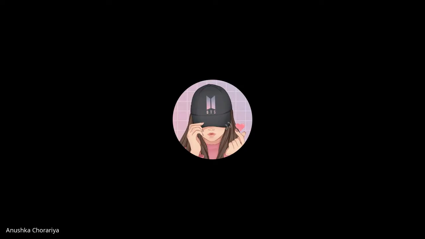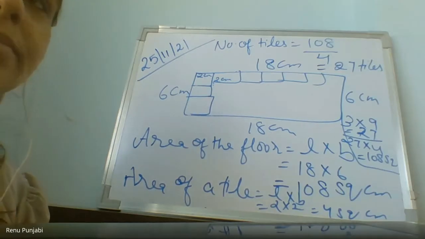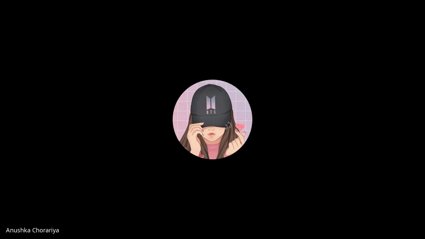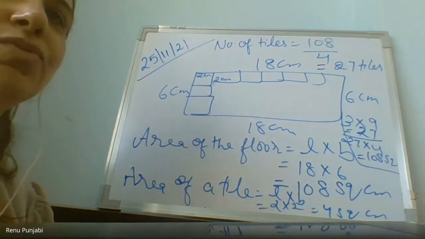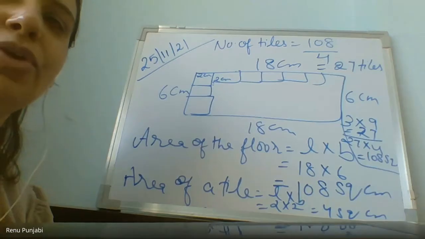Ma'am, my doubt is that if we multiply 18 into 6, the answer will come 108. But ma'am, the 1 square is 4 centimeters, and one side of it is 2 centimeters. So we have to multiply 108 by 4. Then the area will come. No, 108 is not multiplied by 4.